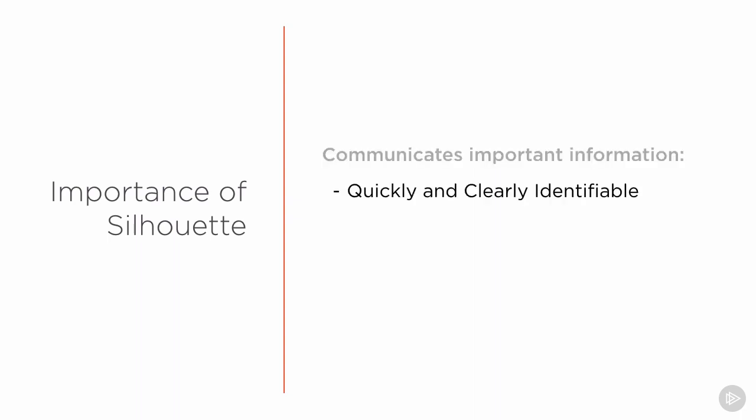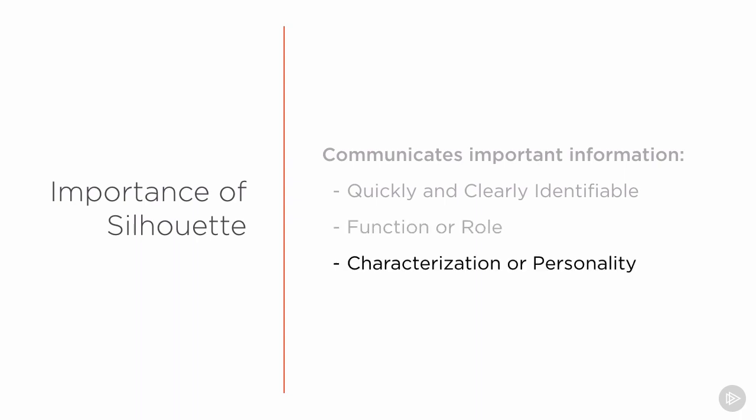Now, this might come as a bit of a surprise, but the silhouette is also a critical part of teaching the player about the character and their role within the game. A unique silhouette makes sure the character can be recognized and identified quickly. It also gives the player a sense of the character's functions or what abilities they have. And it helps communicate to the player who this character is, their personality and relationship to the player.